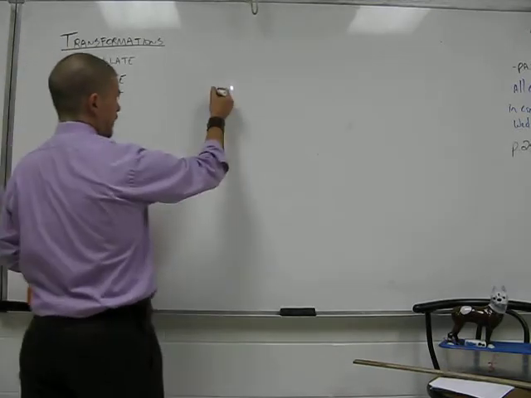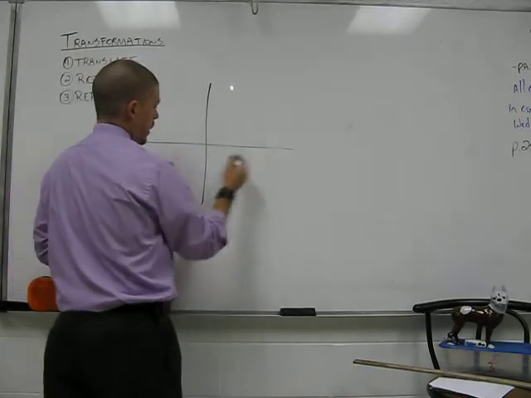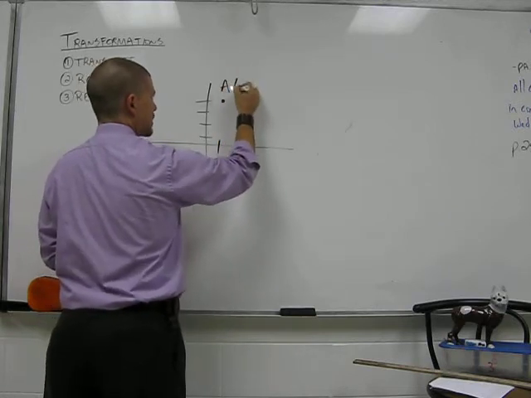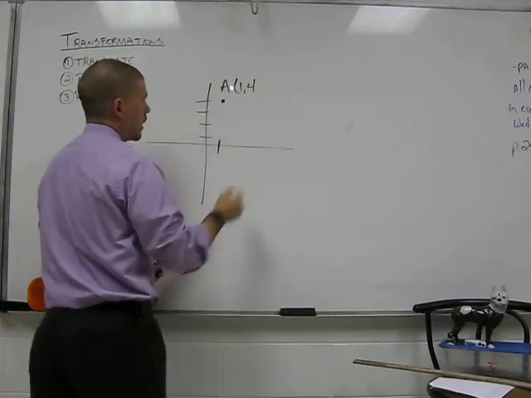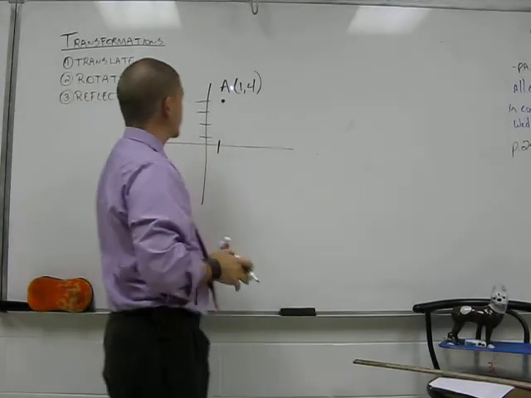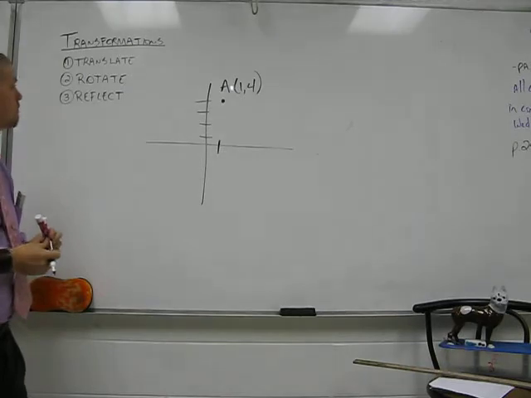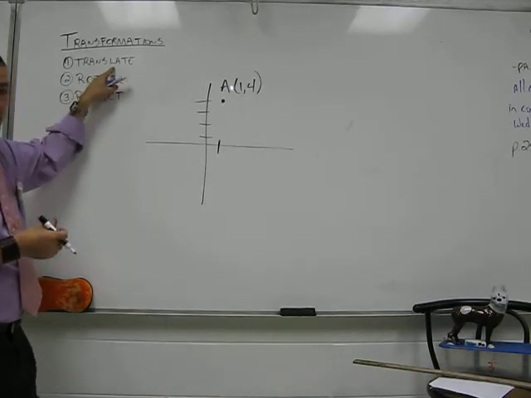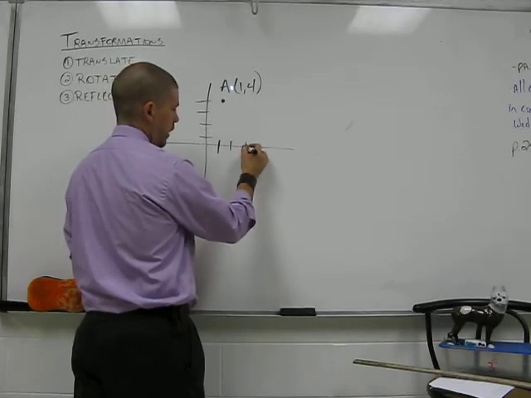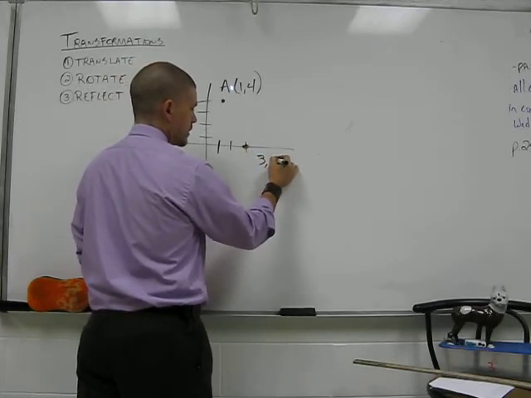Okay, now, in short, this is how it works. Let's say that I have some sort of coordinate, and I go 1, 1, 2, 3, 4. So my point A is at 1, 4. Now I want to move point A, so I want to just slide it. So what is that going to be? Yep, that's right. It's going to be a translate. So I'm going to slide point A over to 3, 0.